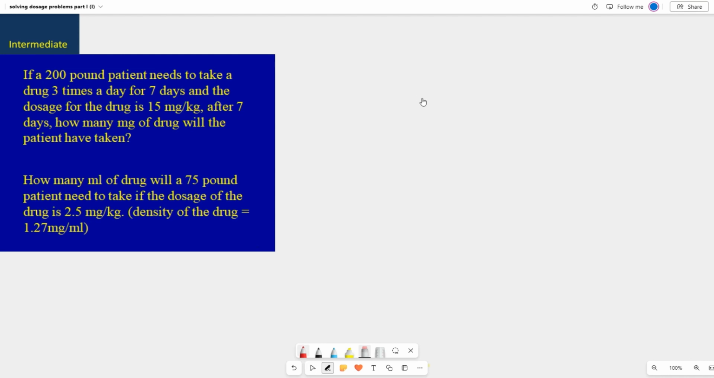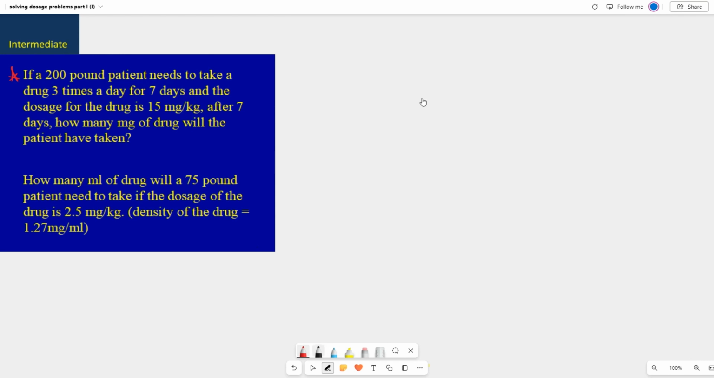For the first problem, it says if a 200-pound patient needs to take a drug 3 times a day for 7 days, and the dosage for the drug is 15 milligrams per kilogram. After 7 days, how many milligrams of the drug will the patient have taken?